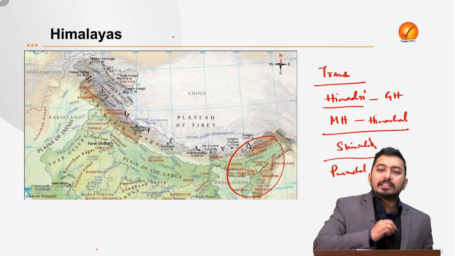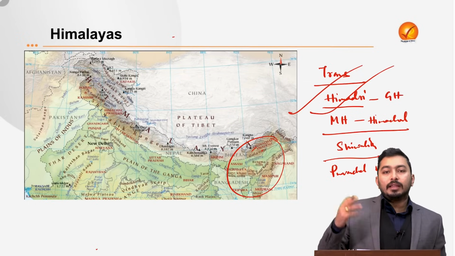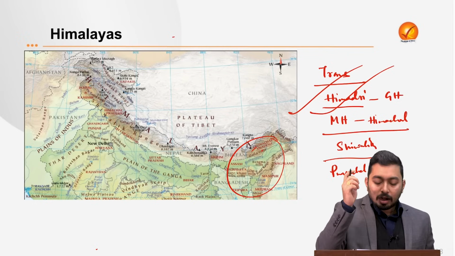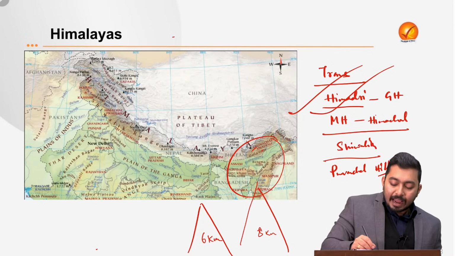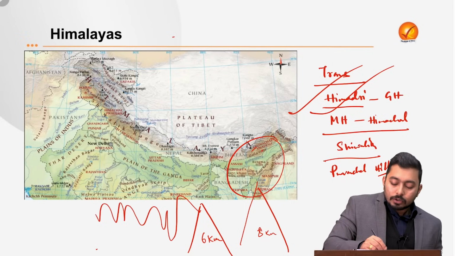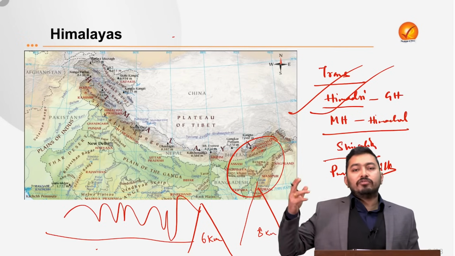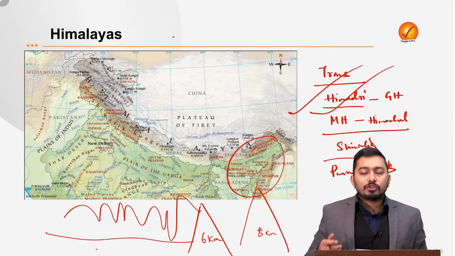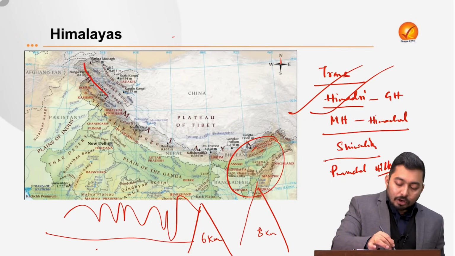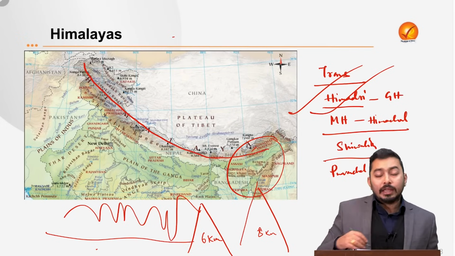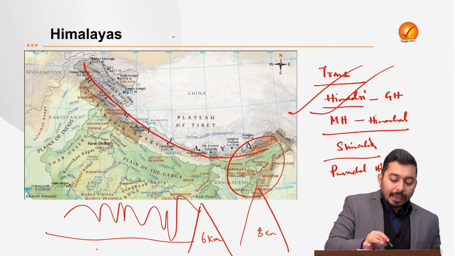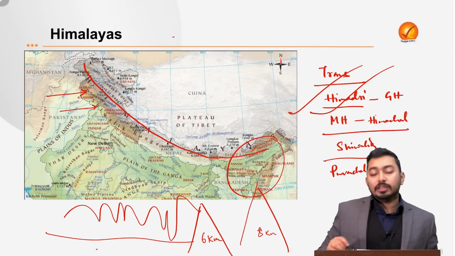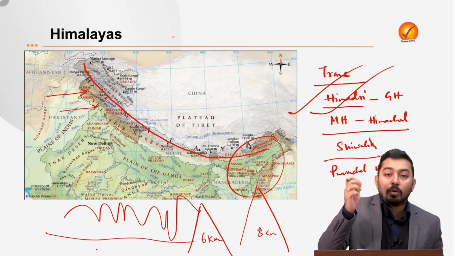Now, amongst all of these ranges, which is the loftiest? The Himadri. Question is, if a mountain has an average height of 6 kilometers, do you think the winds will be able to simply pass through these mountains? If I draw this line, and this line, and I tell you that this has an average height of 6 kilometers, can a simple wind come here and pass through these mountains? The answer is absolutely no.